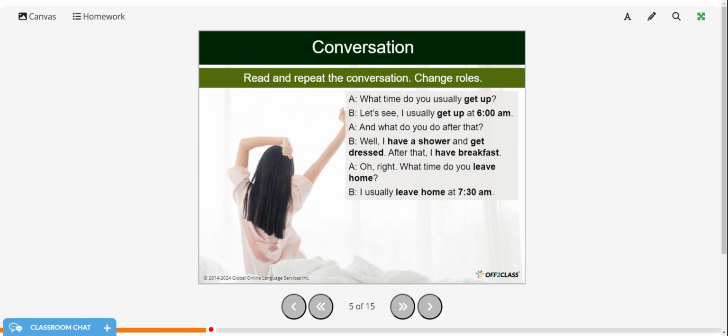All right, first, I'll read the conversation and then we will practice the conversation in parts and then switch roles. So, first, just listen. What time do you usually get up? Let's see. I usually get up at 6 a.m. And what do you do after that? Well, I have a shower and get dressed. After that, I have breakfast. Oh, right. What time do you leave home? I usually leave home at 7:30 a.m.